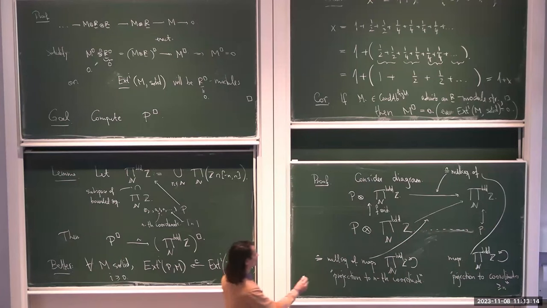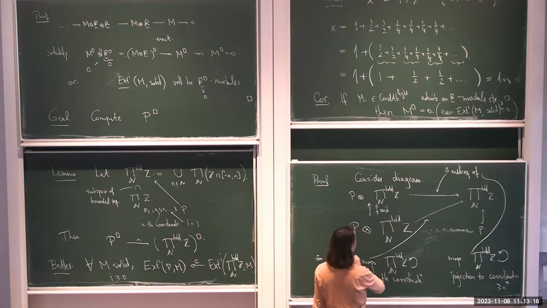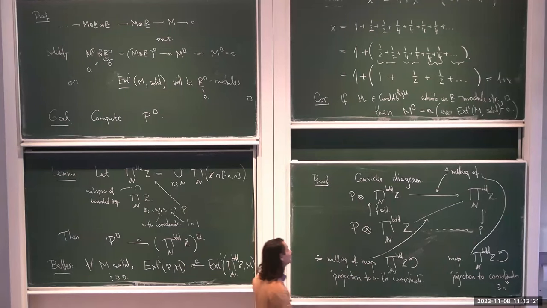This is actually the part where I need to use that I take a bounded product, because if the coordinates would stay unbounded, I wouldn't actually get this factorization complete.